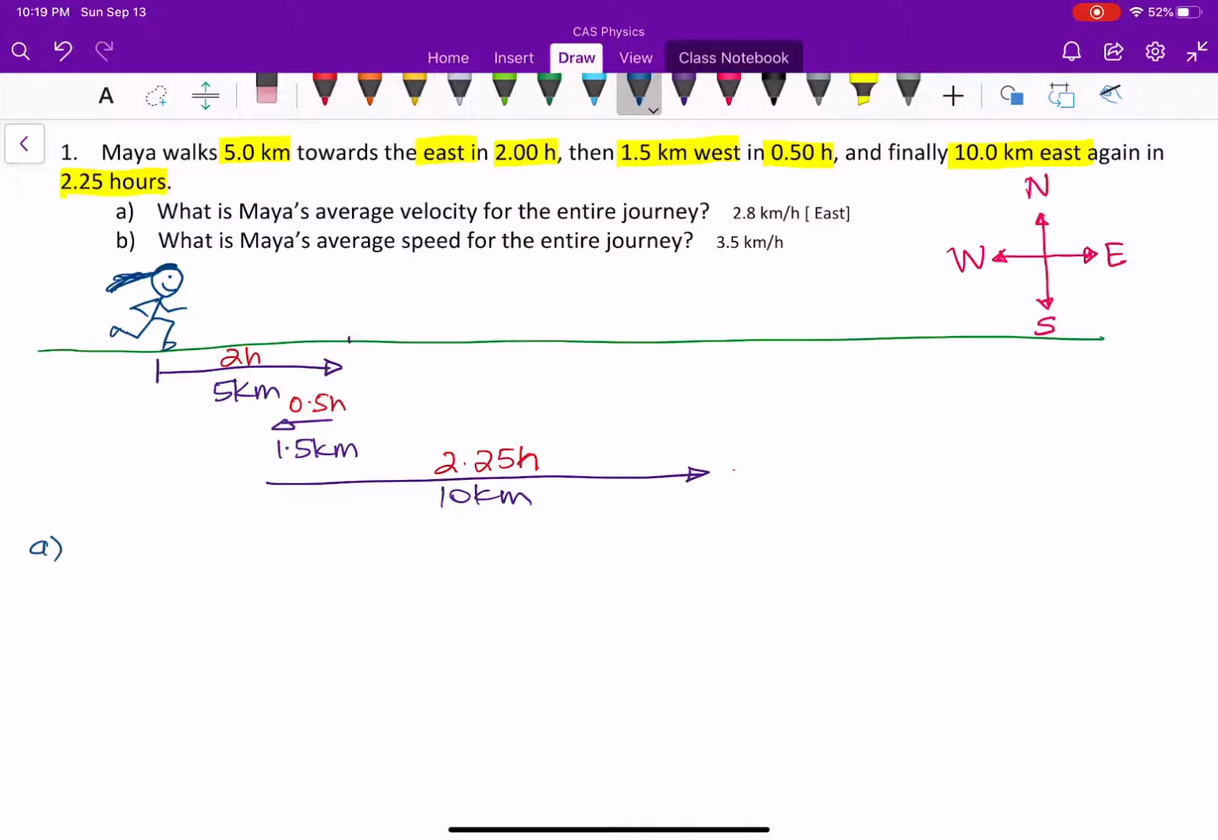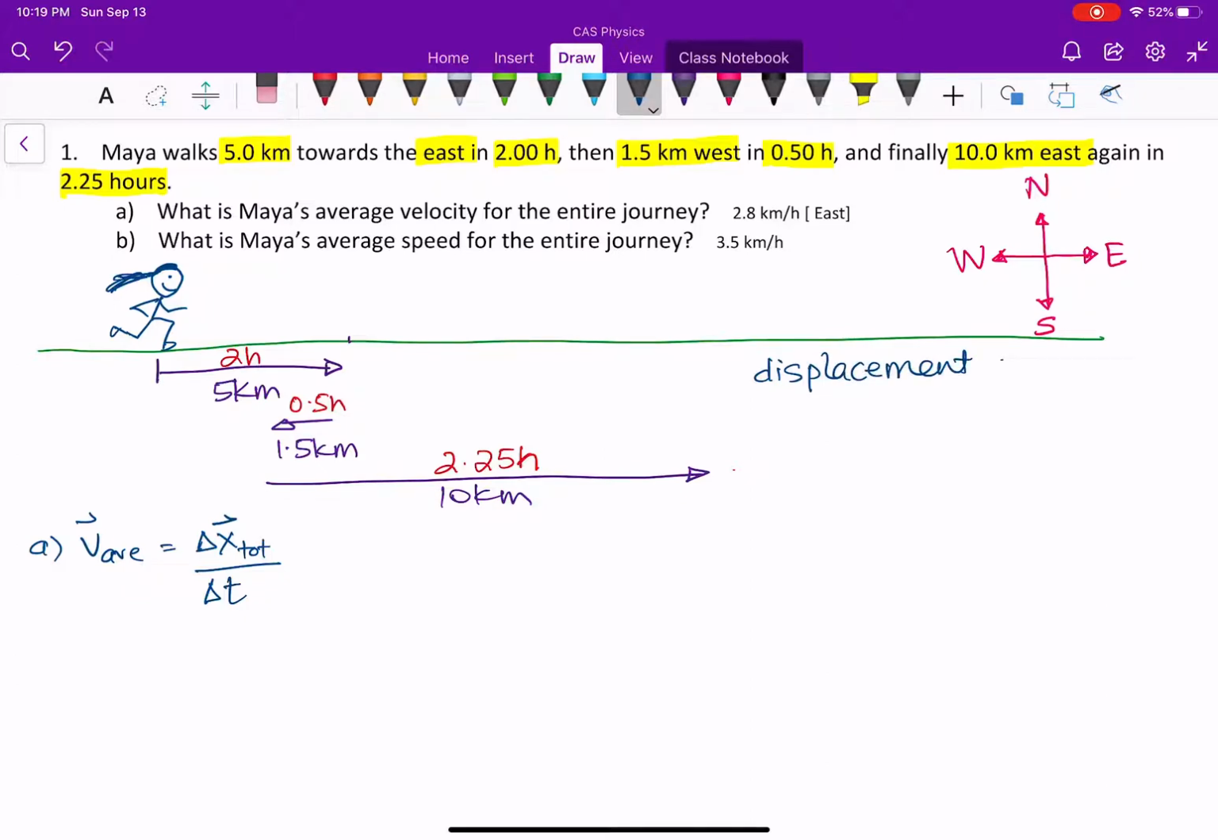We have a formula for that. The average velocity formula is equal to the total displacement, so delta x total, delta x being displacement, divided by delta t. So the question is, what's the displacement? Because we need to know what the total displacement is.